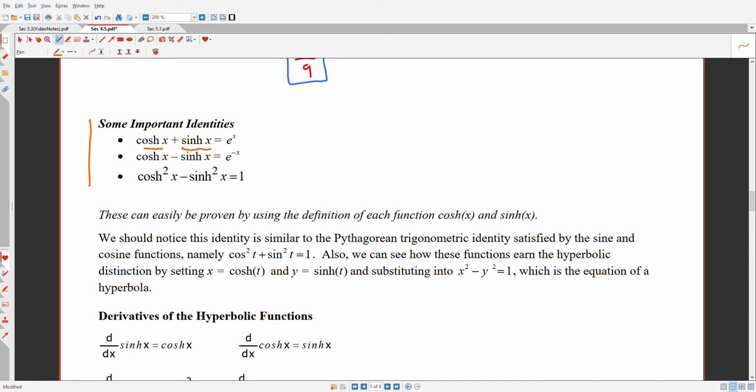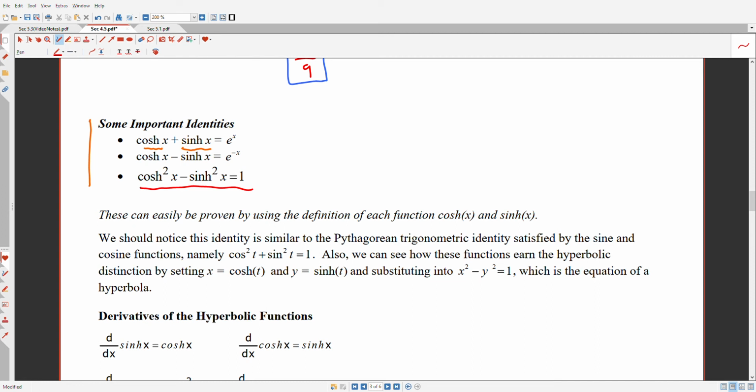And it's this last one that is a really important one. If you ever need to deal with cosh and sinh, be it for a future math course or a future STEM course in general, this identity is one you want to make sure you know. It's very close to the regular trig identity, cosine squared plus sine squared equals 1, but when you're dealing with hyperbolic trig functions, it's cosh squared minus sinh squared equals 1.